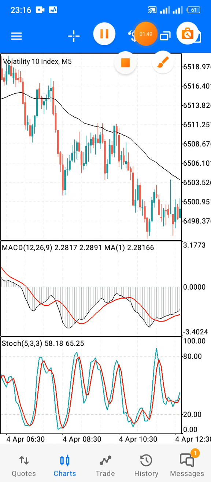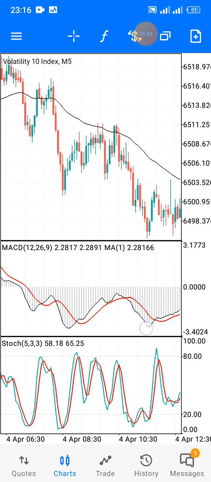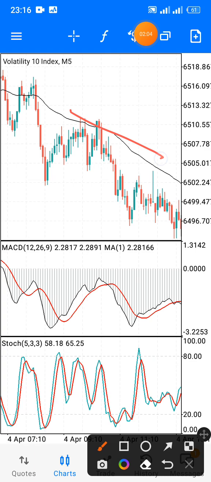Firstly, if you are in a downtrend, your candlesticks have to be below the moving average. If it's an uptrend, they have to be above the moving average. In this case, we're in a downtrend because the candlesticks are below the black moving average. We're also in a downtrend because the MACD histogram is below the level 0, showing that we are in a downtrend.